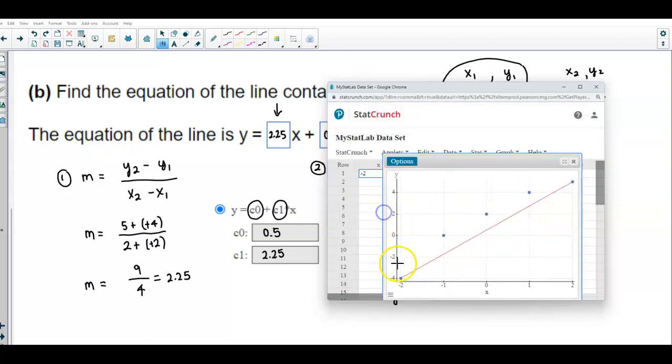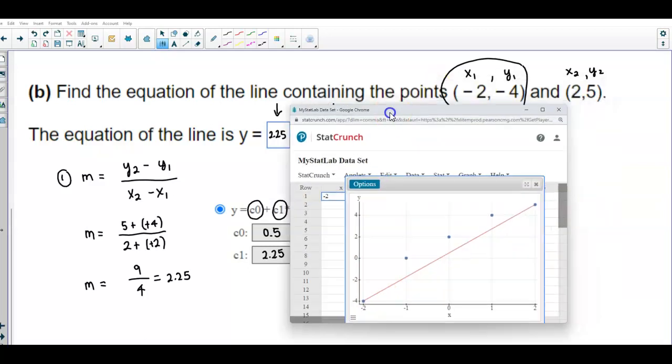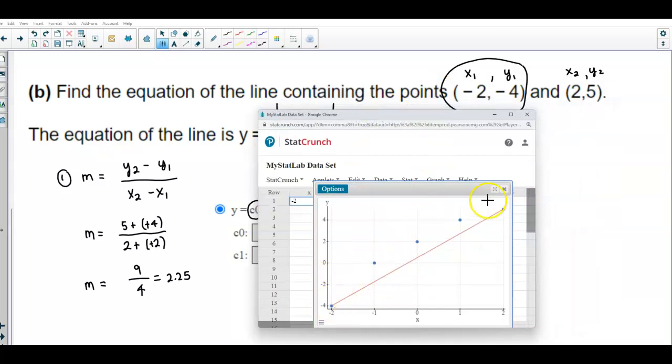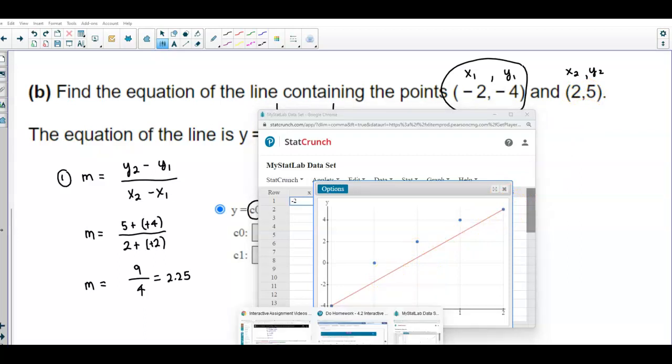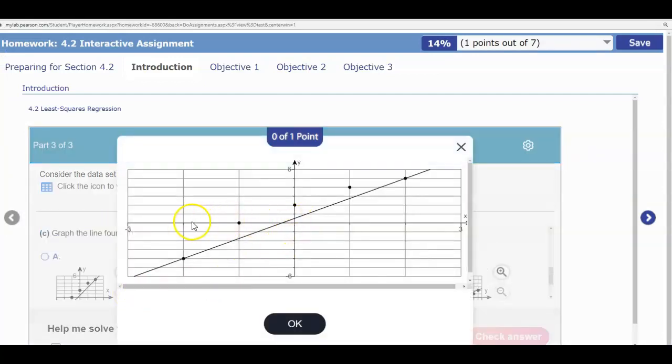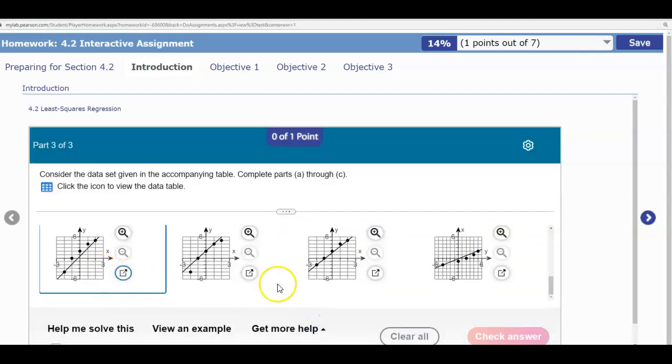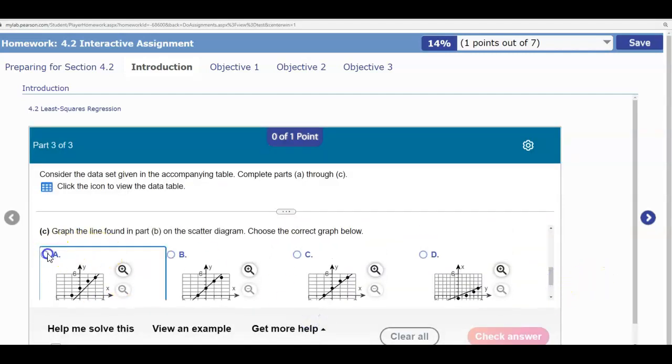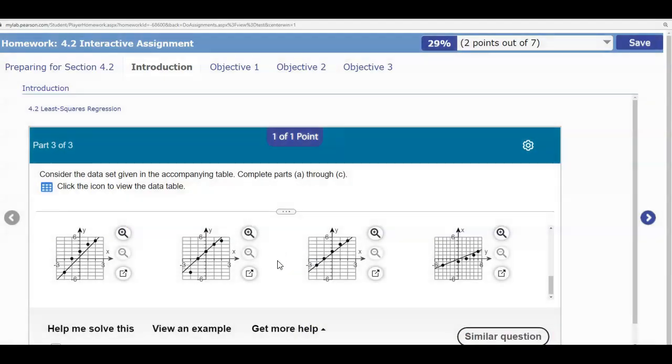And now it should connect that point, which was the first point, which is negative 2, negative 4, and it should connect the second point, which it does. So let's take a look at our options. So you can see here that this graph here represents negative 2, negative 4, and this point up here represents 2 and then 5, so it looks like it's that point and it's that graph. So we're going to go ahead and select A, and that's going to give us our result, and that completes this question.